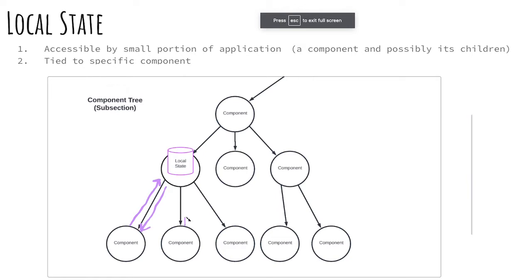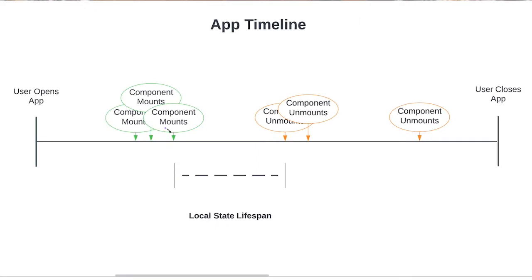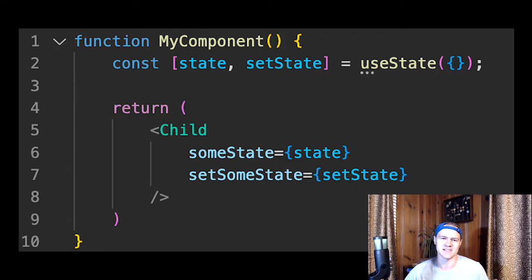Local state, on the other hand, is state that's only available in a small subsection of your component tree. It's tied to a specific component, so it gets created, it gets initialized when a certain component mounts for the first time, and then it gets thrown away when a component unmounts. It's only going to be accessible by a component and possibly its children. The children can access it if the parent component passes down the state as a prop. So that's what local and global state are. Now we can talk about some of the advantages.